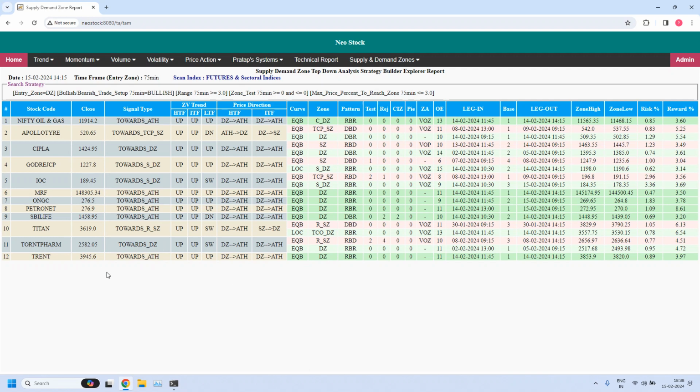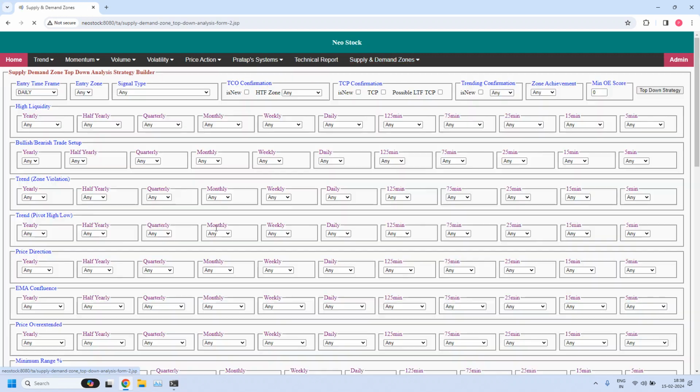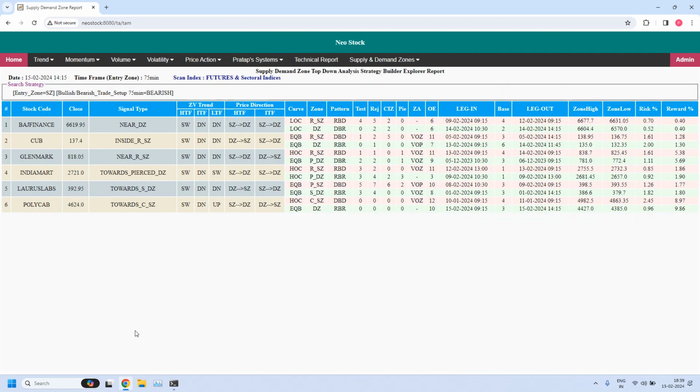Okay, now the last report, bearish trade setup for weekly income trade. So entry time frame should be 75 minutes for a weekly income trade, LTF zone and bearish trade setup. So I am selecting entry zone as a supply zone. And in this parameter, bullish or bearish trade setup, 75 minutes, I am selecting bearish. Let us filter. These 6 stocks are filtered.